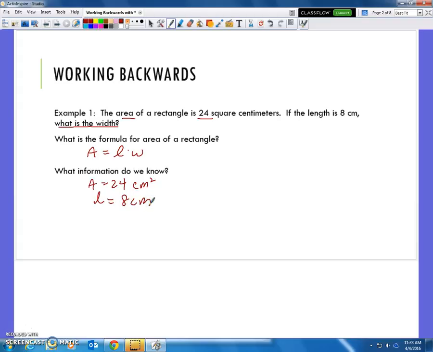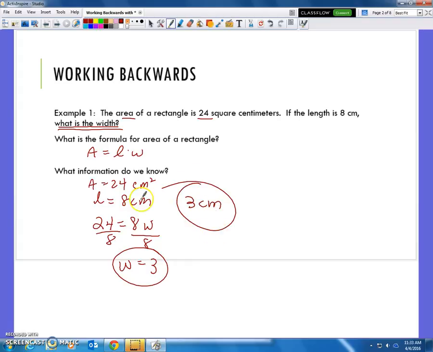So if we know this information, let's plug in what we do know into our formula. For A, I'm going to put in 24. For L, I'm going to put in 8. And what I don't know is W, and that's what it's asking us. What is the width? Well, I just have this nice easy equation here with a variable and two numbers. If I see 8 times W, I could divide both sides by 8 to get W all by itself. The width must be 3 centimeters. Make sure we're labeling our answers. All right, so easy enough.